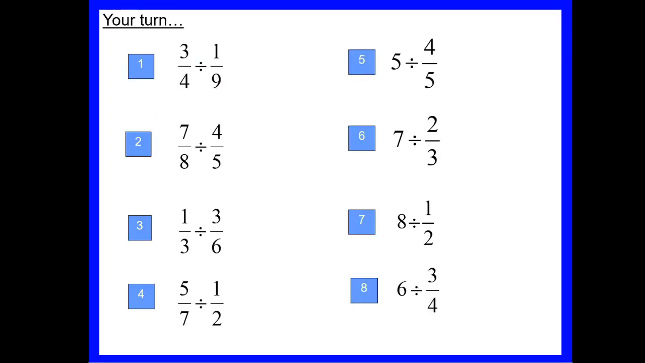Okay, so here are some for you to have a go at. Again, we've got 4 where they're both fractions, and 4 with a mixture of integers and fractions. Make sure you use your notes to help you work through those. Pause the video, have a go now.